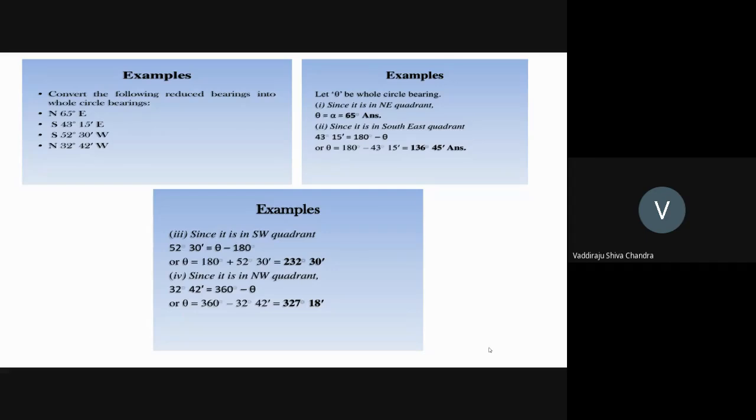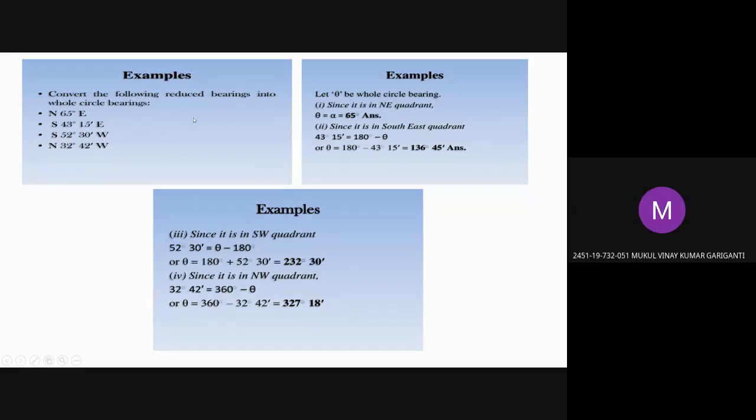When a line falls in the first quadrant, the quadrantal bearing or reduced bearing is equal to the whole circle bearing numerically. Since it is in the northeast quadrant, alpha is equal to 65 degrees. Whatever value you are seeing here, the same will be your whole circle bearing.